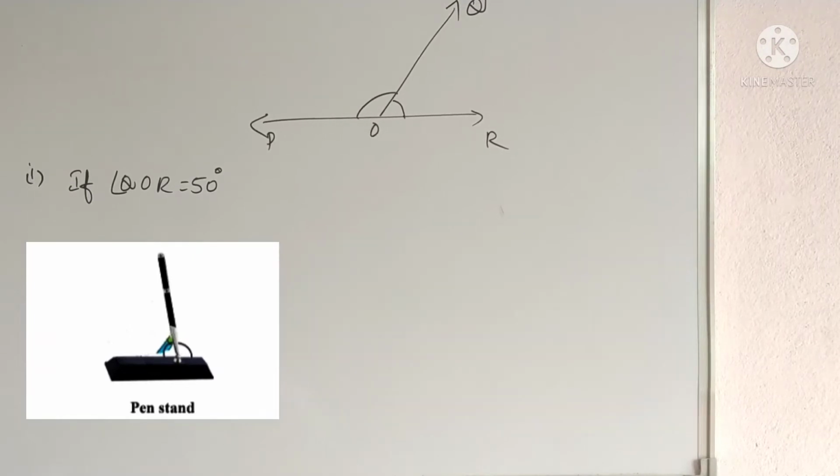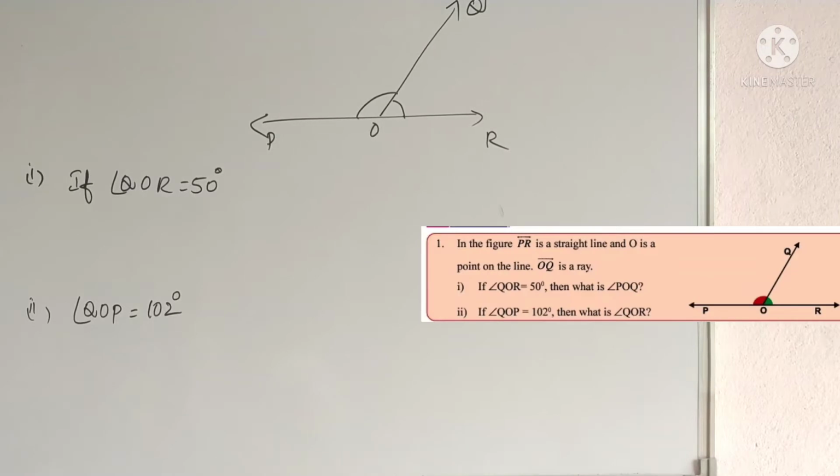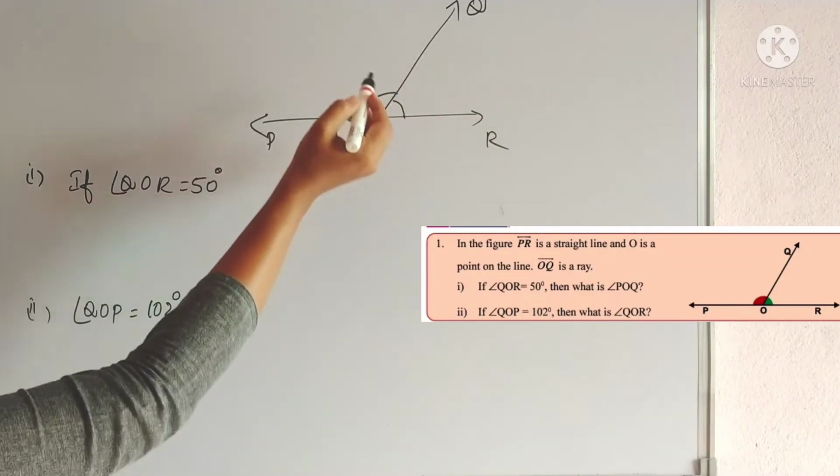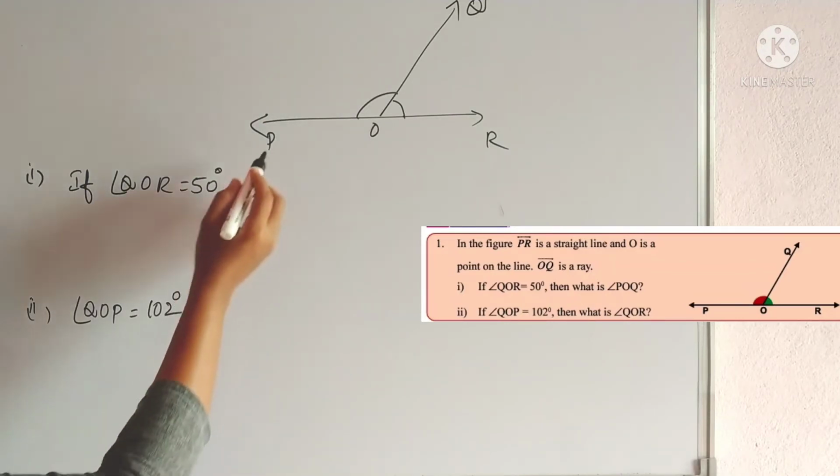Now we will see the check your progress problem on page number 139. In the adjacent figure, PR is a straight line and O is a point on the line. OQ is a ray. First question, if angle QOR is equal to 50 degrees, then what is angle POQ? See here, angle QOR and angle POQ are forming a straight line.